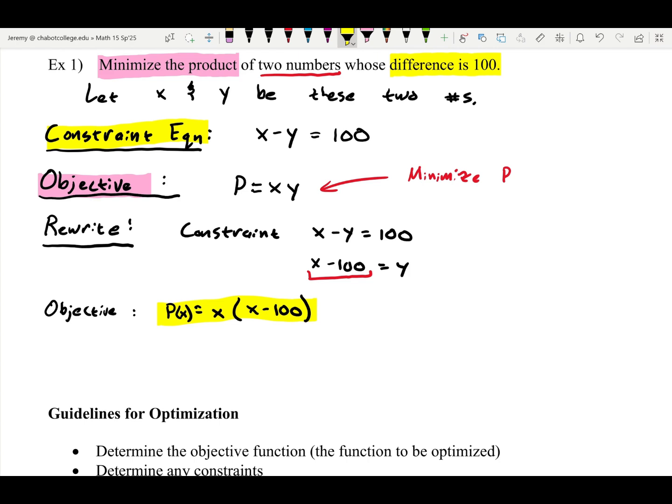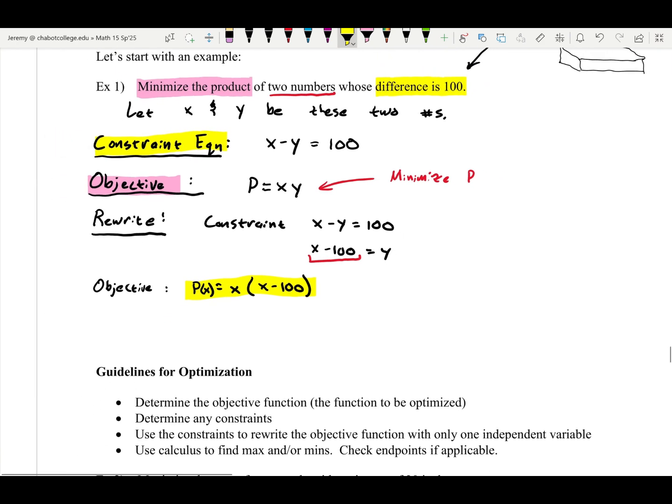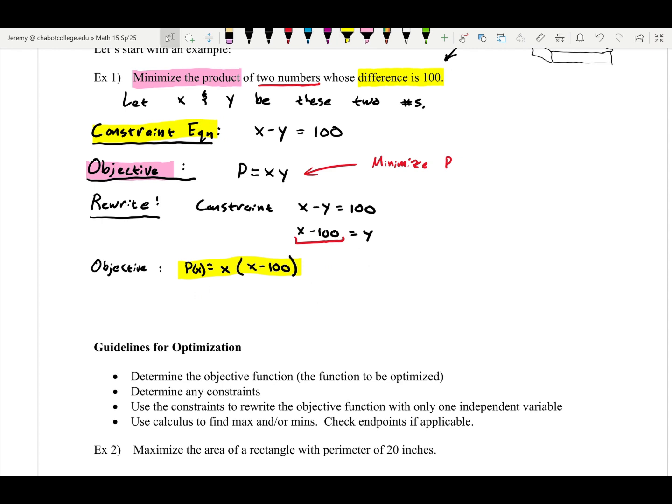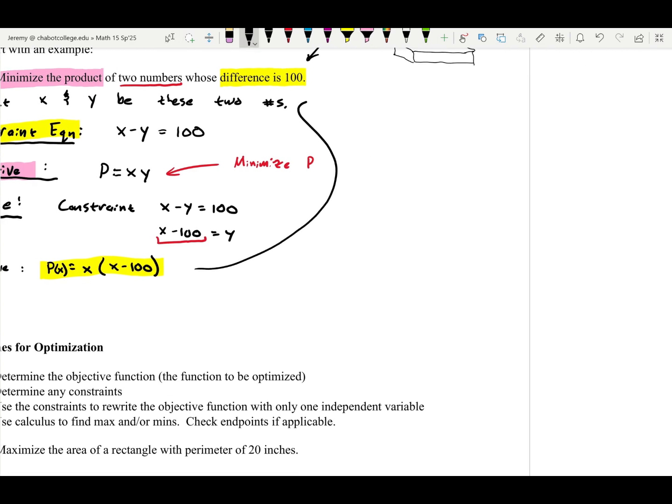I can apply calculus. I could use the first derivative, find critical numbers, and find, in this case, the minimum, right? Because I'm trying to minimize this product P. So that's the next step. Now we want to minimize this function P of x. So I'll keep working over here. So I'll say finally, we can minimize P of x. Minimize just being find the minimum value.